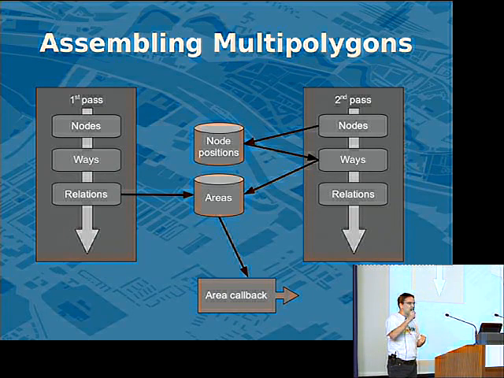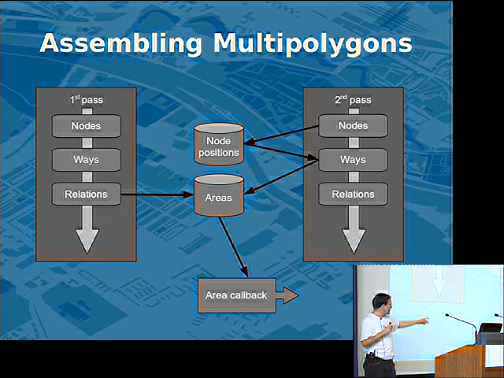It'll also give you callbacks at that point for all ways that are closed but not part of a multi-polygon, because those are also areas, or can be, depending on the tags. So it not only gives you the complex multi-polygons with relations, but it basically gives you a callback for every area that there is in OpenStreetMap, and you don't have to know in your code where that comes from, or know anything about relations or all these things.